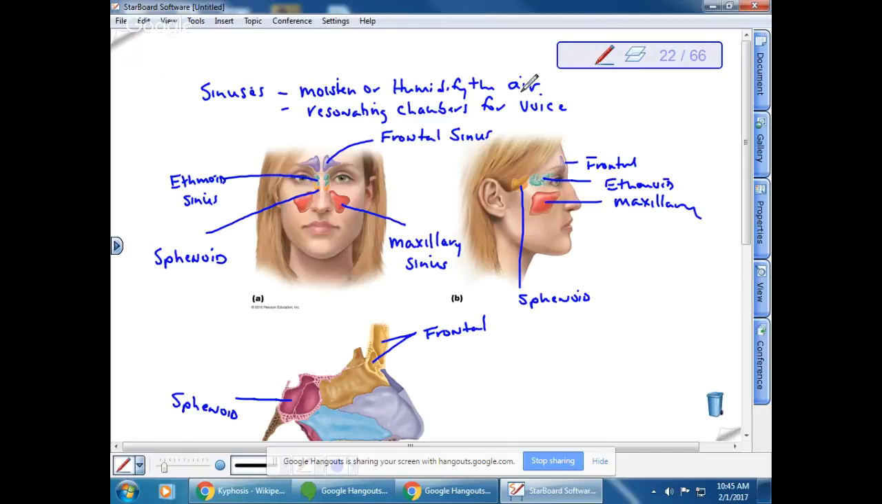Kind of making the sound waves bigger by their vibrations. Okay.